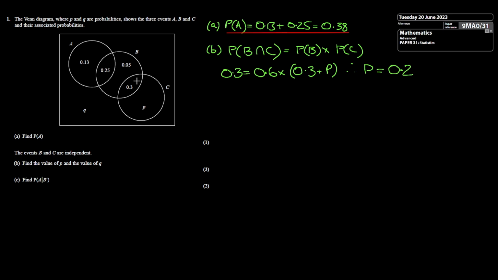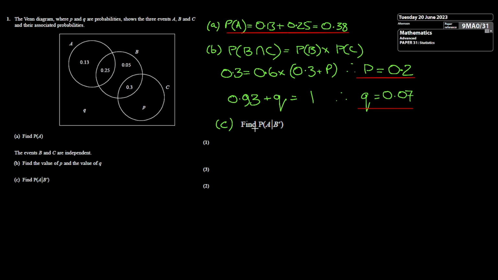Now we know P, we can work out Q because everything in the Venn diagram as shown here must add up to 1. If you do the addition of all the probabilities that we know about, it comes to 0.93. So if we add Q into that, we must get 1. And therefore Q is equal to 0.07. And those are the two answers for part B.